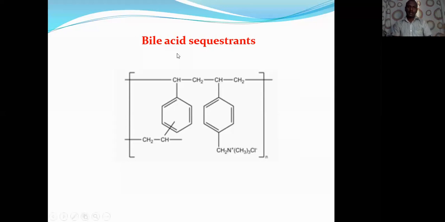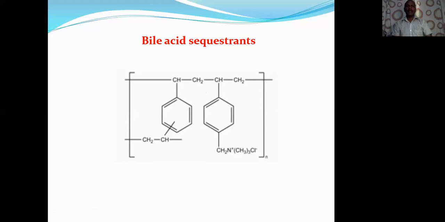So here, bile acid sequestrants are compounds containing quaternary ammonium groups. They sequester or bind, not cholesterol, but bile acids or bile salts. These are non-absorbable resins, taken orally, which contain the quaternary ammonium. These quaternary ammonium compounds bind with the bile acids, and then they will not allow the bile acids to be reabsorbed.